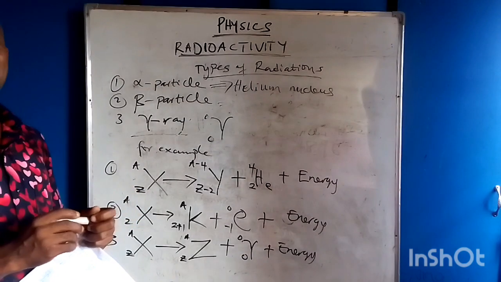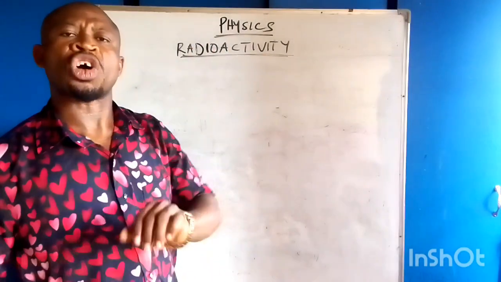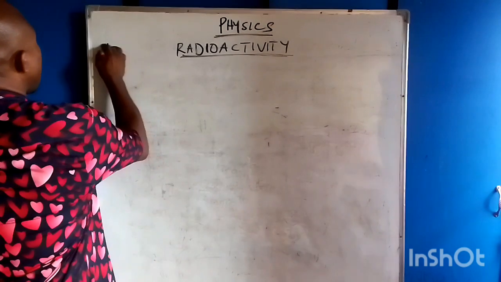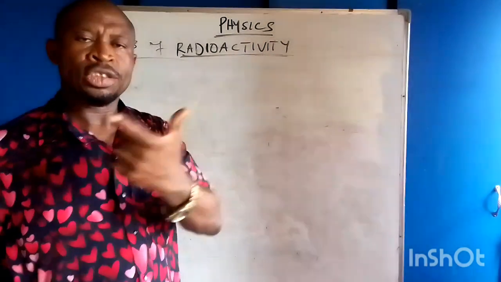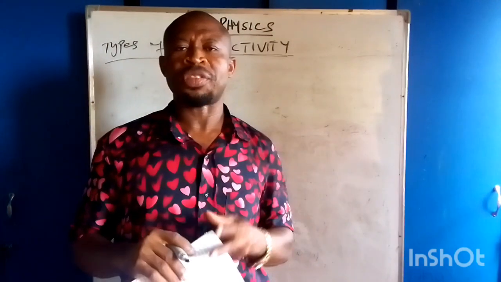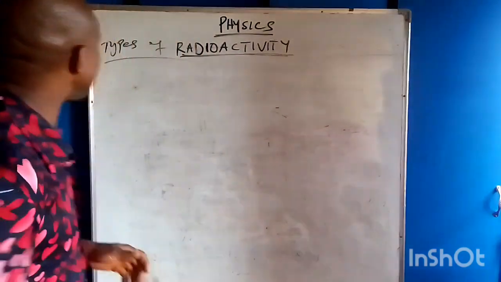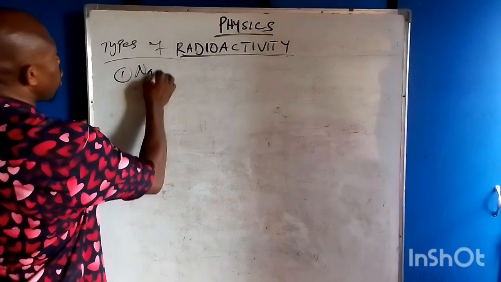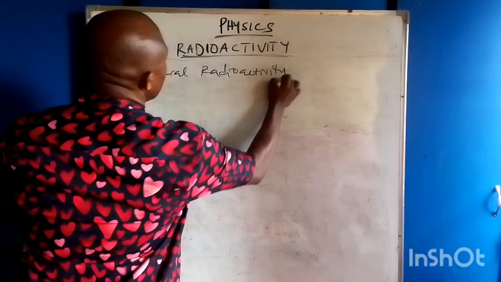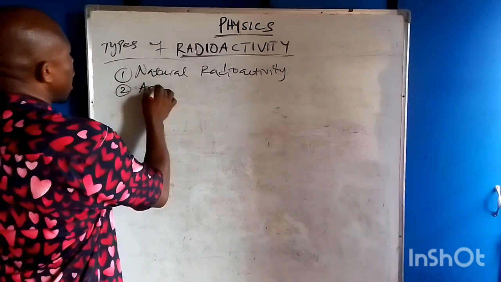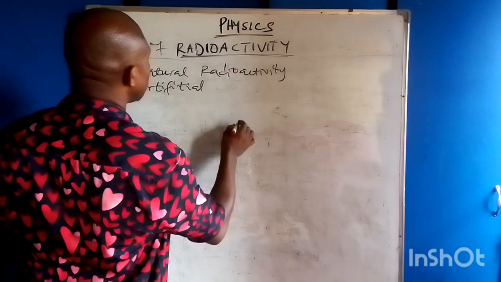Okay, let us now look at the types of radioactivity we have. There are basically 2 types of radioactivity: natural radioactivity and artificial radioactivity. So number 1, we have the natural radioactivity, and the second one, we have the artificial radioactivity.